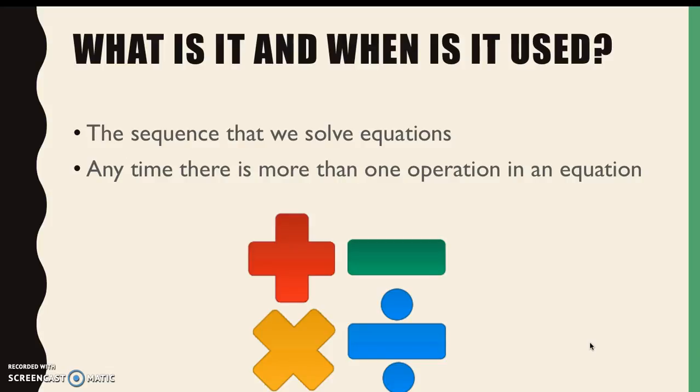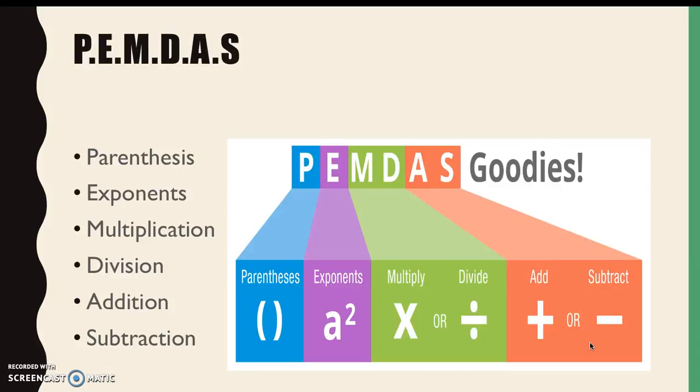If this did not exist, everyone would come up with different answers, and so that is why we have to use this. It's known as PEMDAS, and this is what they all stand for. So we have parentheses, exponents, and then we go into our operations: multiplication, division, addition, and subtraction.